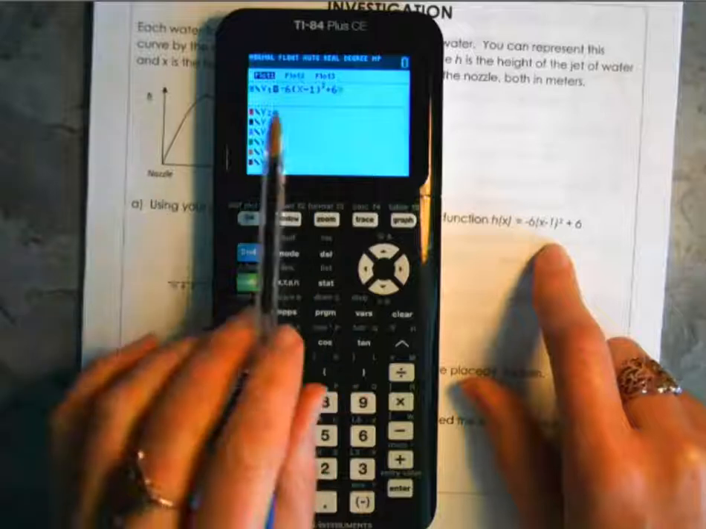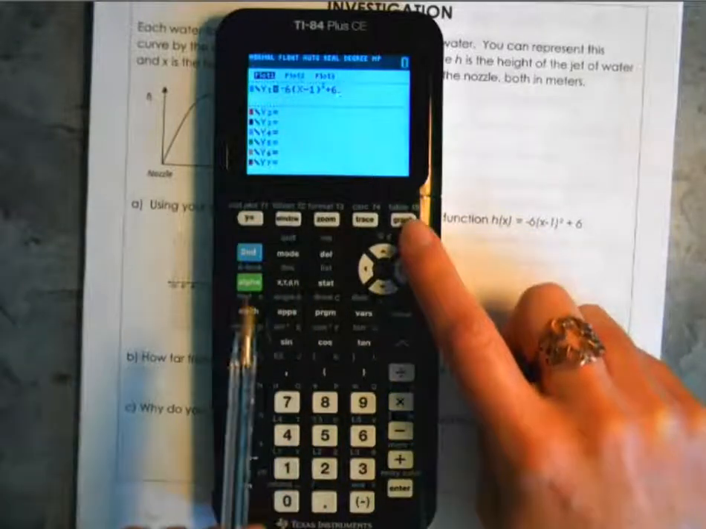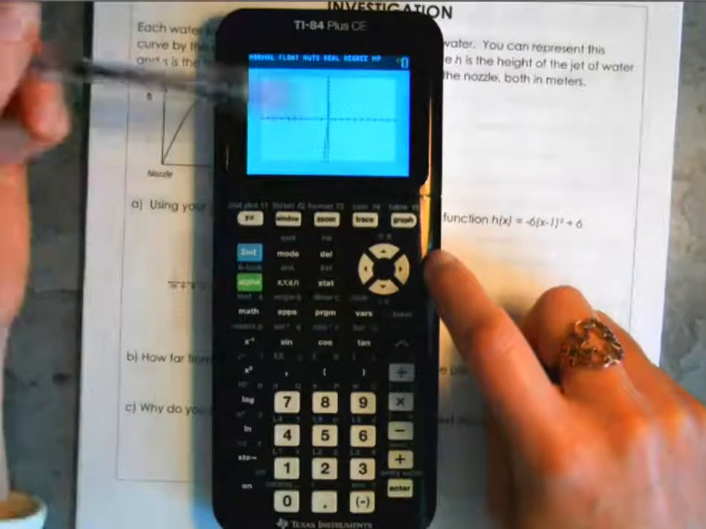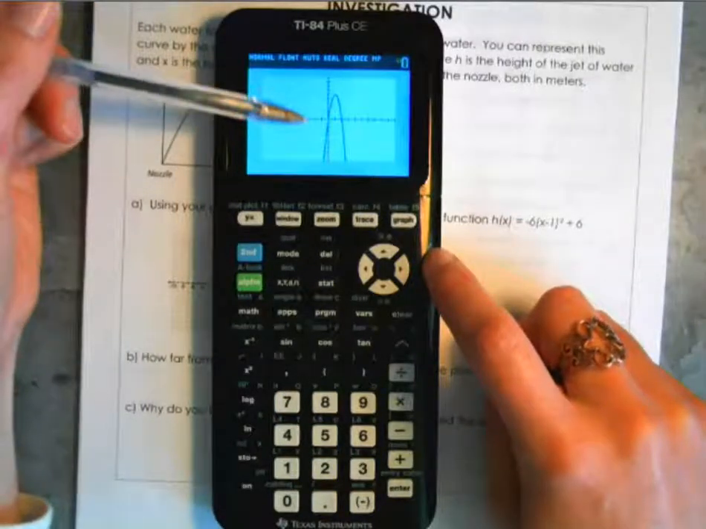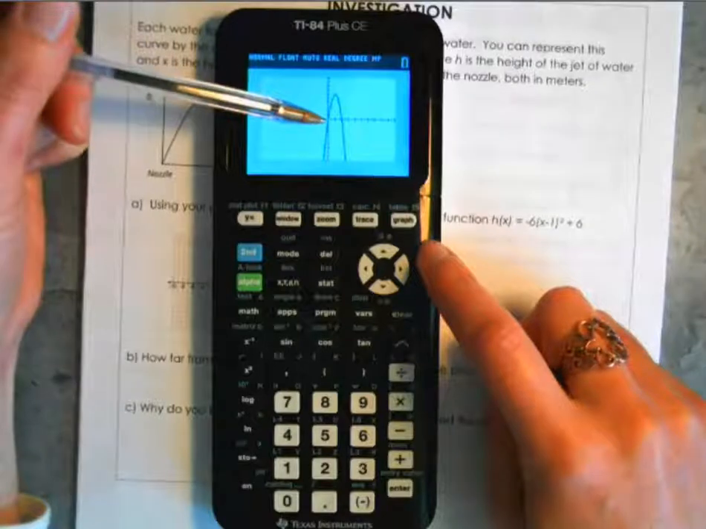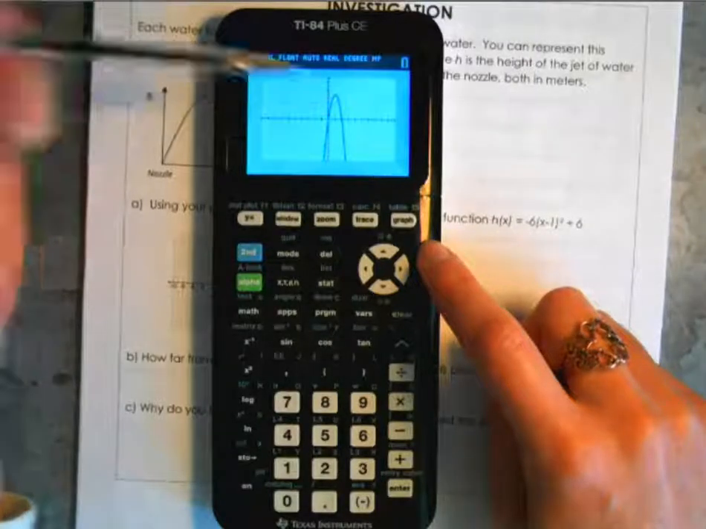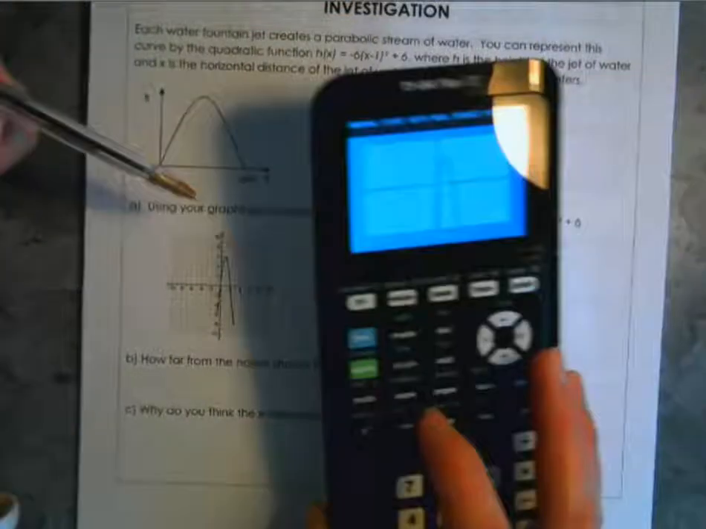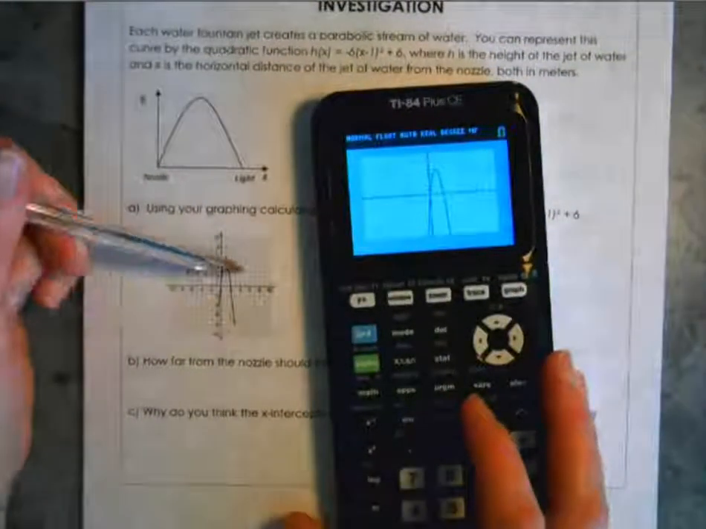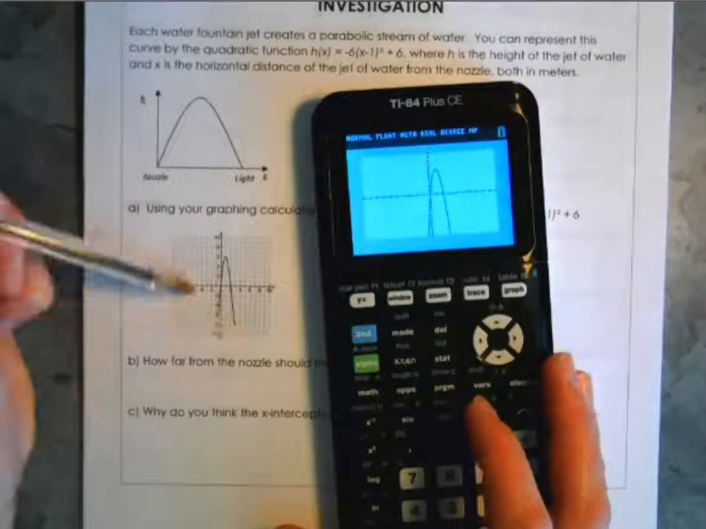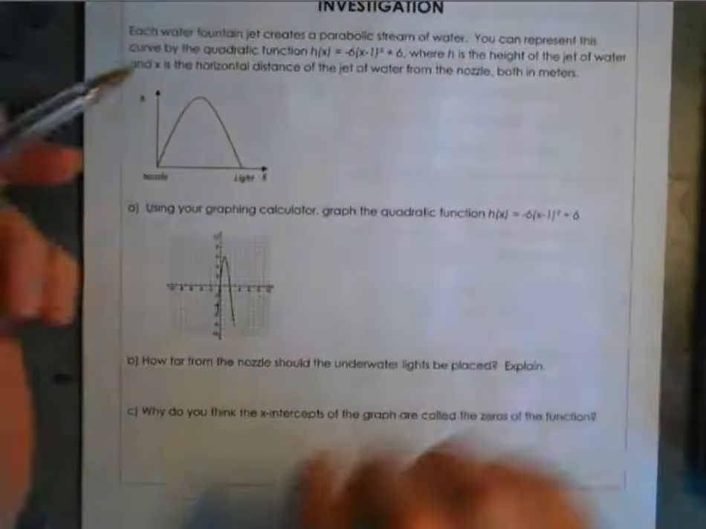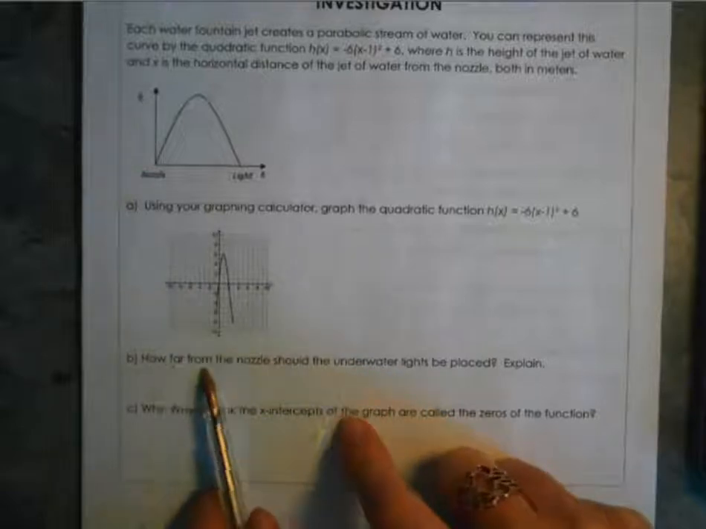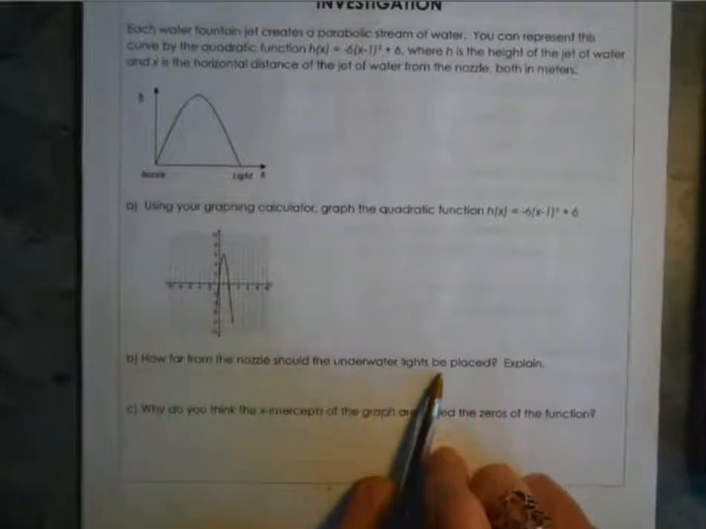Okay, so now we have our function and we want to go to a graph. So if we go graph, I have my graph set to standard settings, which seems good enough for this graph, so we can see the whole parabola there. And so basically they're asking us to graph it, and you can see that the sketch of this graph has been added in here. So based on what we see here, we want to ask how far from the nozzle should the underwater lights be placed.